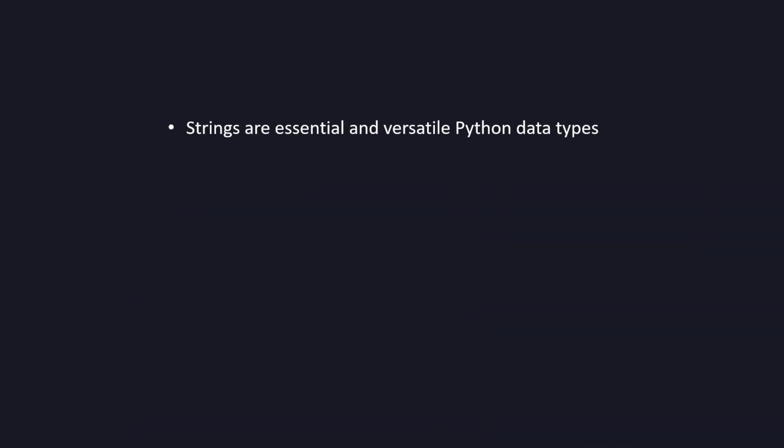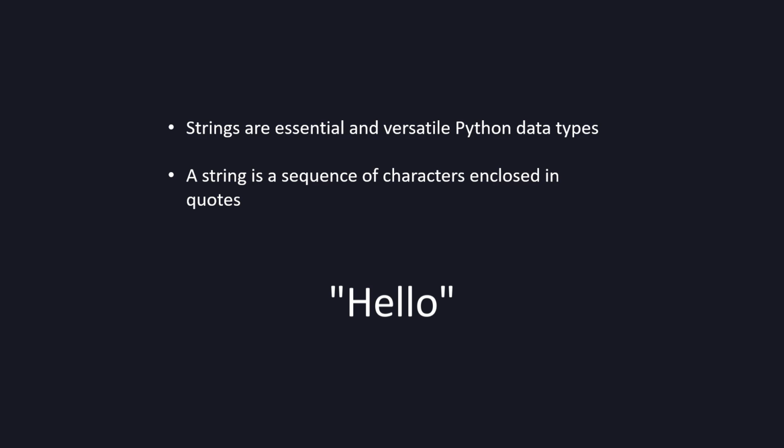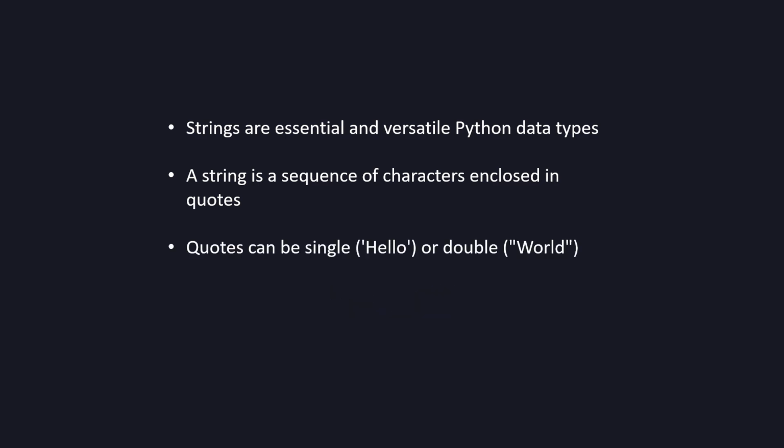A string is one of the most common and useful data types in Python. A string is a sequence of characters enclosed in single or double quotes, such as "hello", "world", "3.14", etc. You can create strings by using single or double quotes, but make sure to use the same type of quotes at the beginning and end of the string.